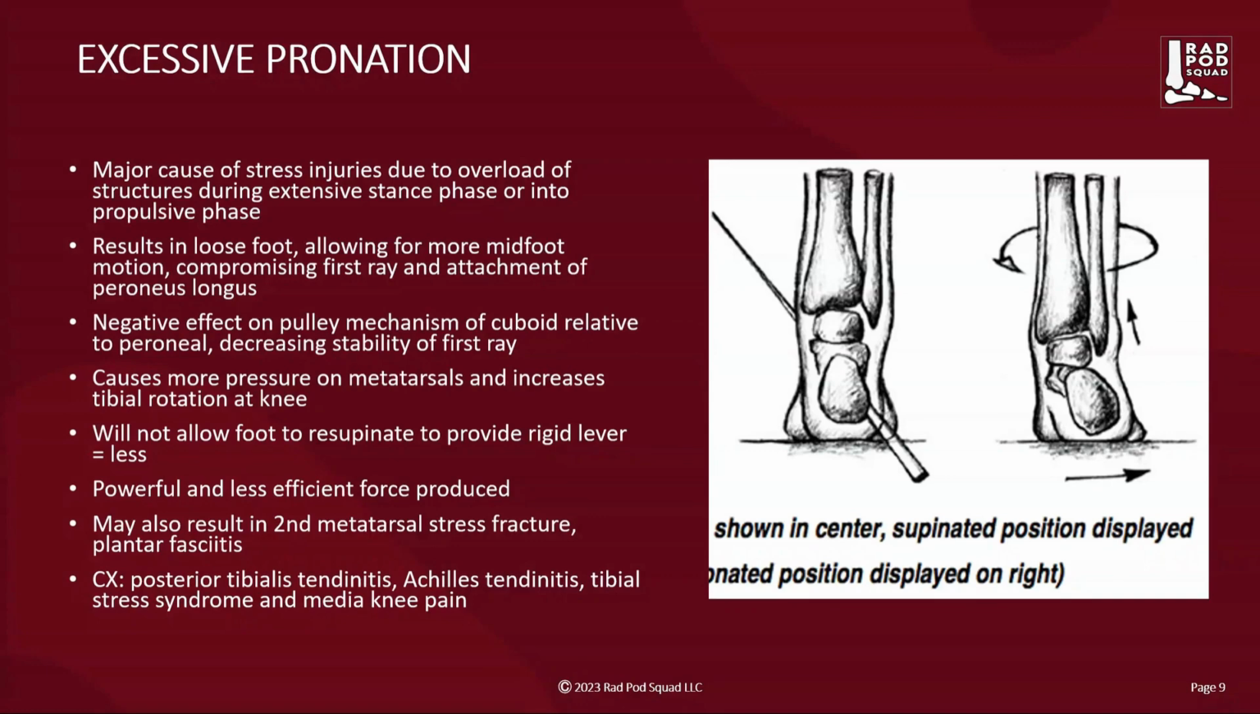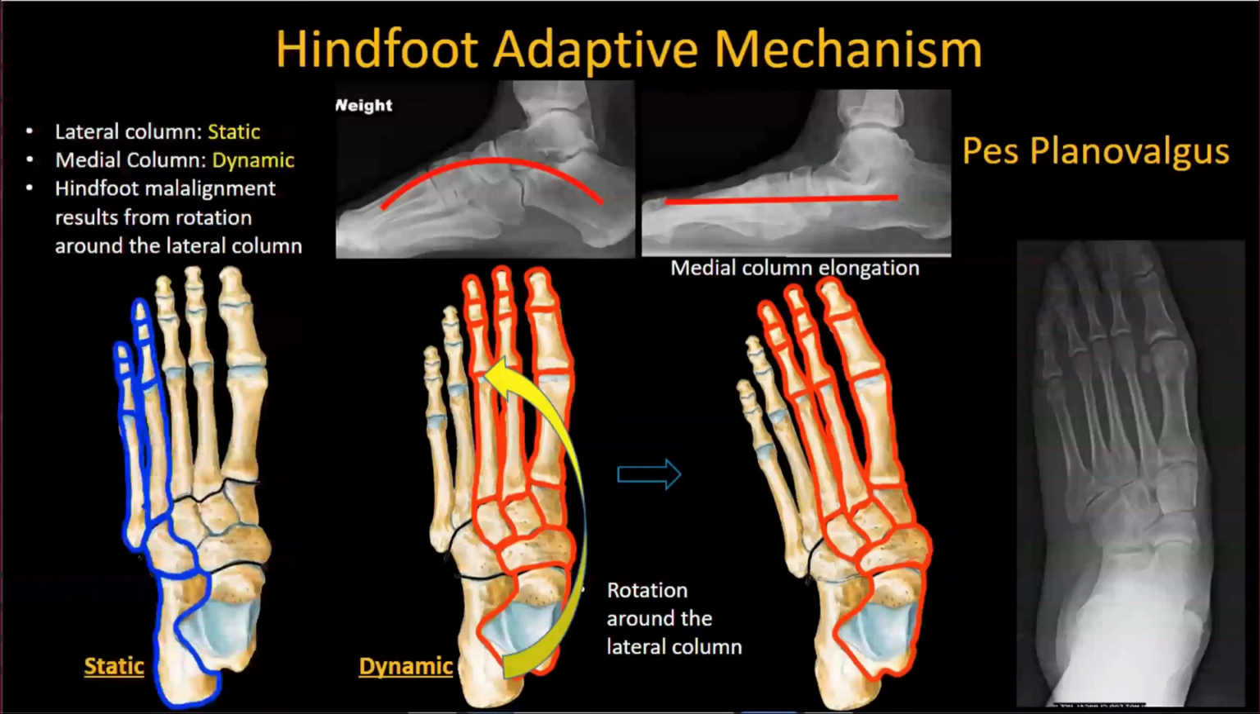They can also get second metatarsal stress fractures as they load the medial forefoot, and plantar fasciitis. Different complications including posterior tibial tendinitis, Achilles tendinitis, tibial stress syndromes, and medial knee pain are associated with these patients who have excessive pronation. When we think about excessive pronation, we're really in the game, I think, of pes planovalgus. So that's really a flat foot, hindfoot adaptive mechanism.